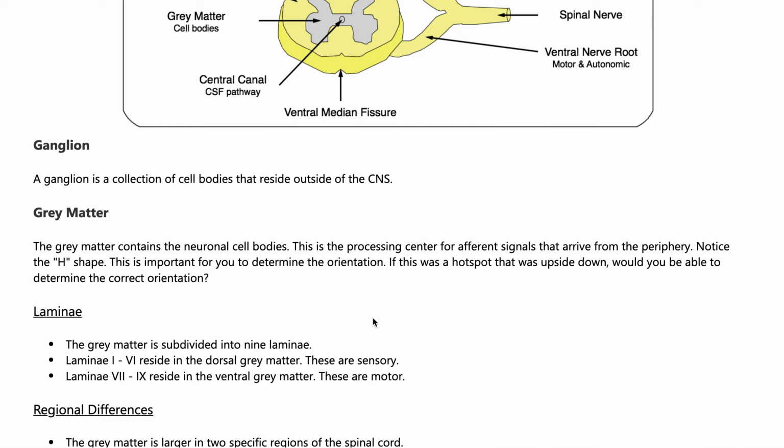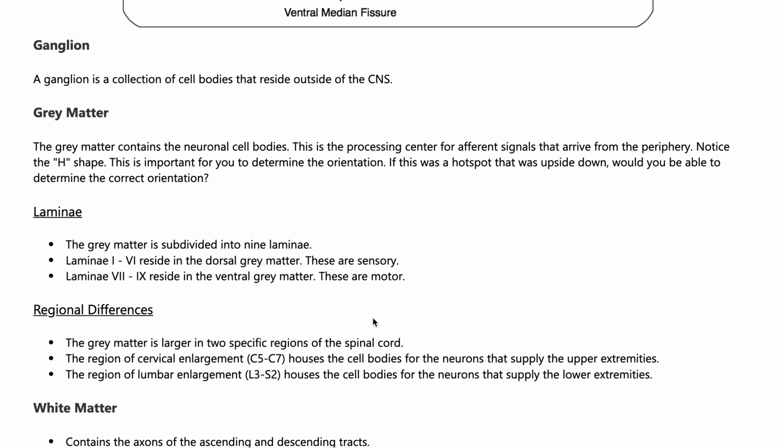Regarding laminae, the gray matter is subdivided into 9 laminae. Laminae 1 through 6 reside in the dorsal gray matter, and these are sensory. Lamina 7 through 9 reside in the ventral gray matter, and these are motor.